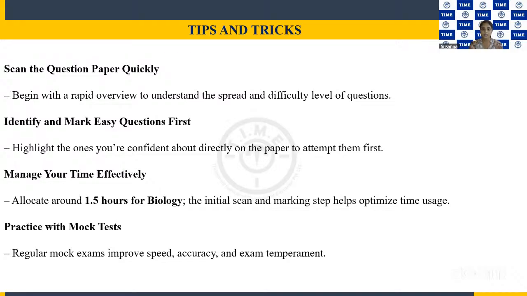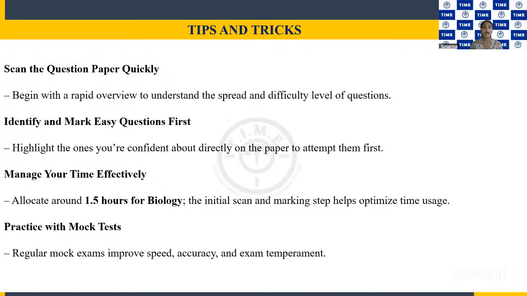You need to have a rapid overview to understand the spread and the difficulty level of the questions. So you will understand which questions I can answer and which are difficult for me. For that, we need to read the question paper when we get it. Read in the sense that you should not take so much time. You have to just go through your question paper quickly. That is what I mean by a rapid scan.